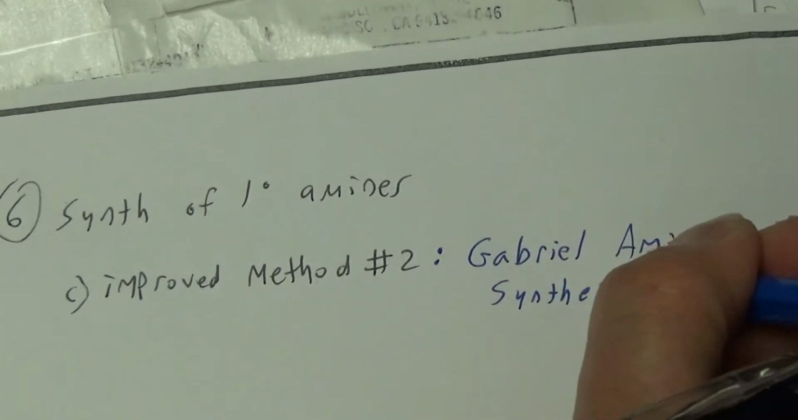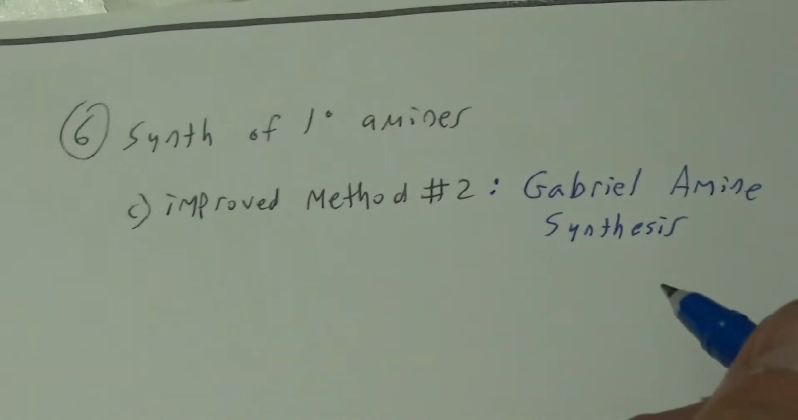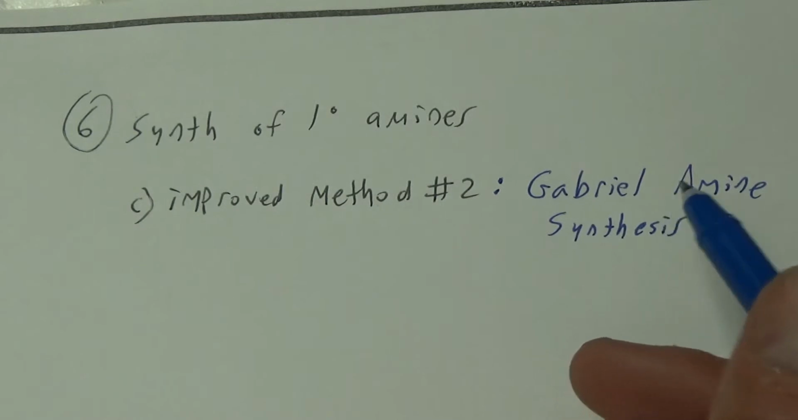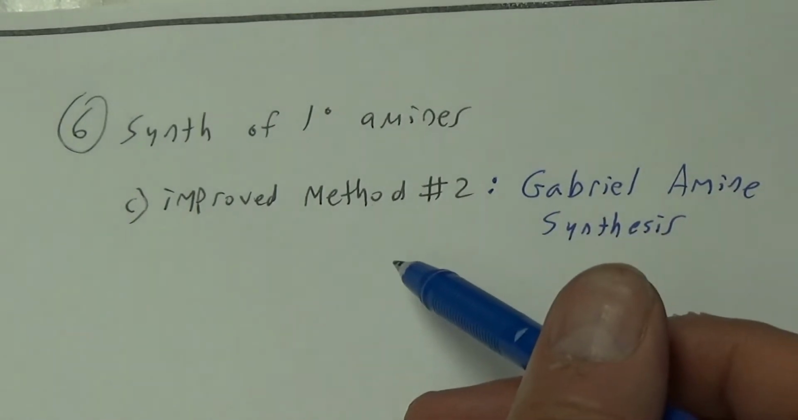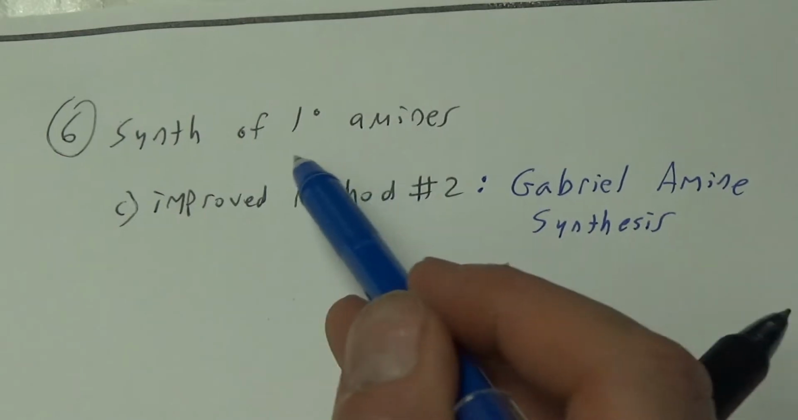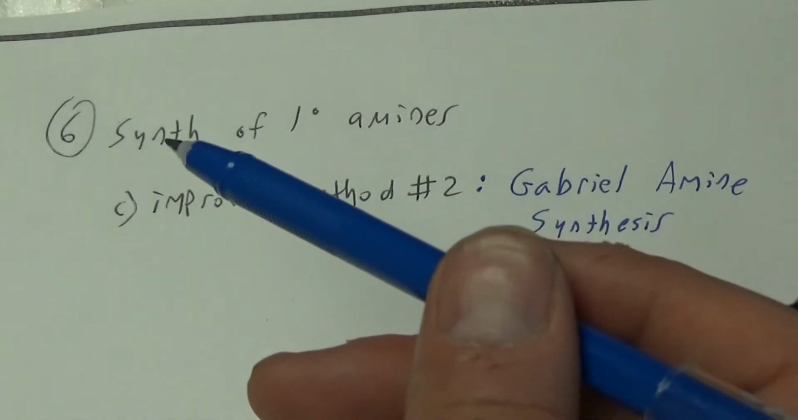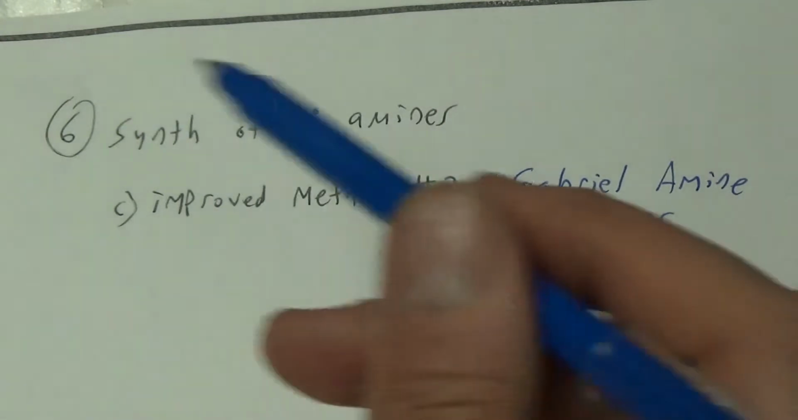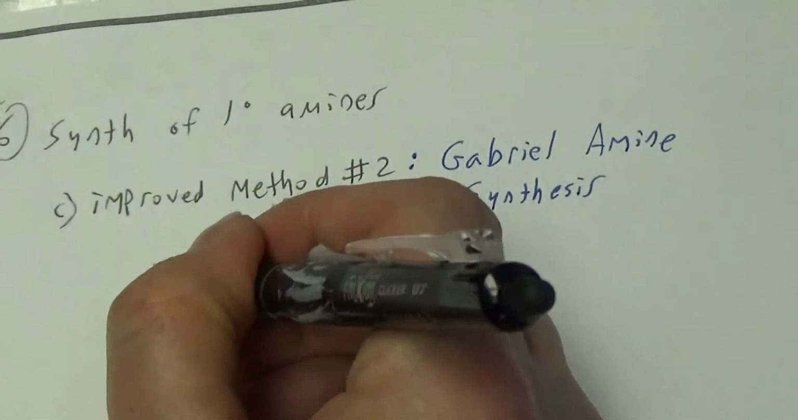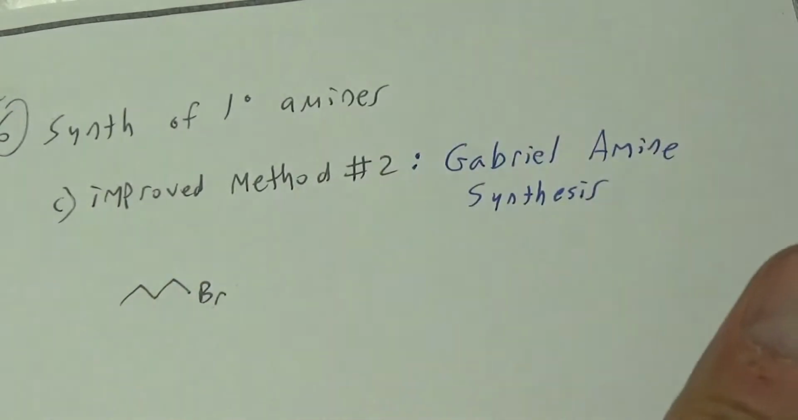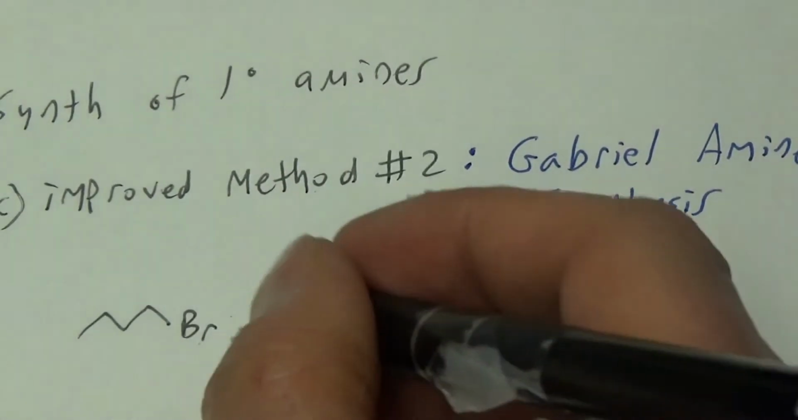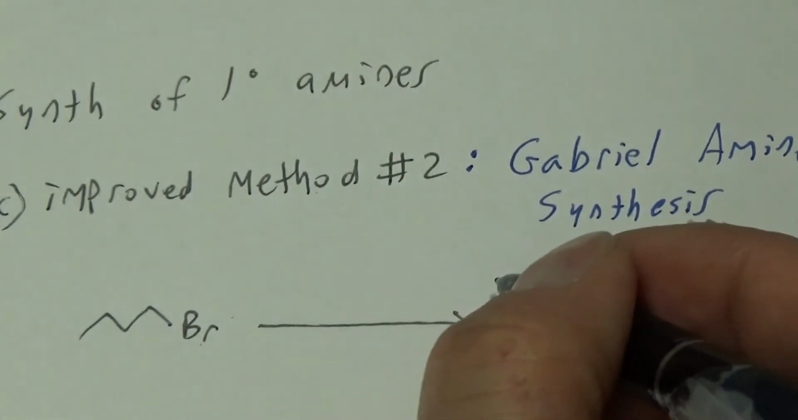I don't know the history of Gabriel, but apparently they created this reaction. And remember, the improvement we're trying to do is avoid the overalkylation problem that we started this section on. So we've got to avoid that overalkylation. Okay, so we're just going to keep this simple and use bromobutane again, 1-bromobutane. We're also going to do another SN2 reaction.